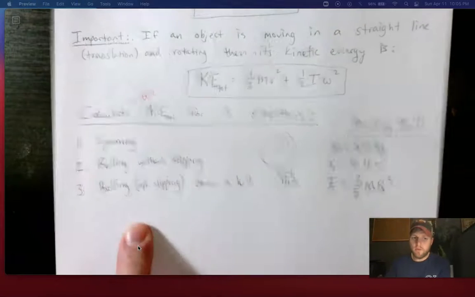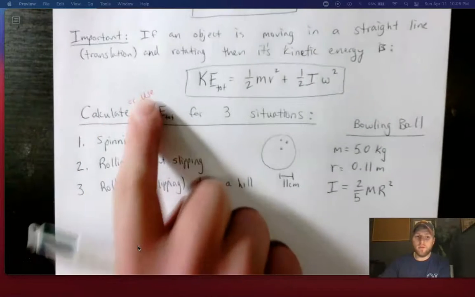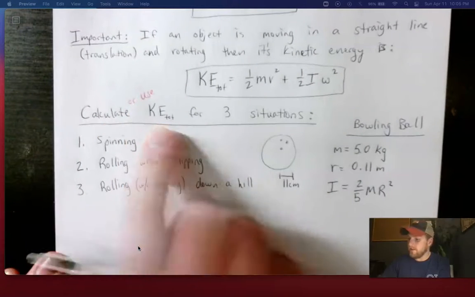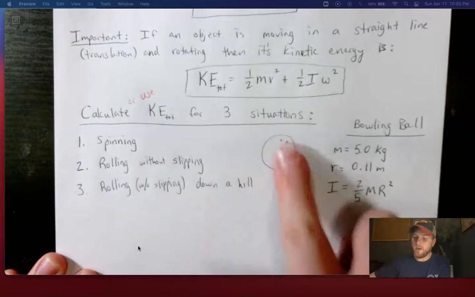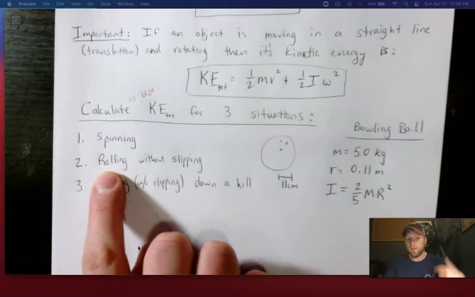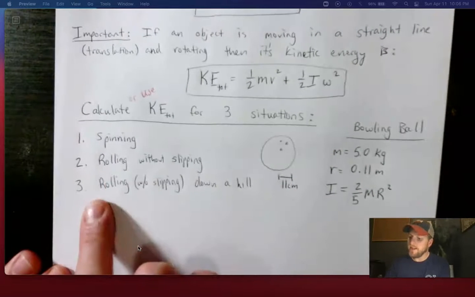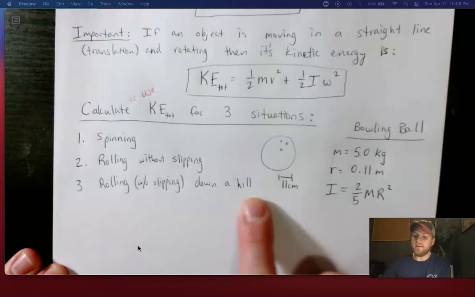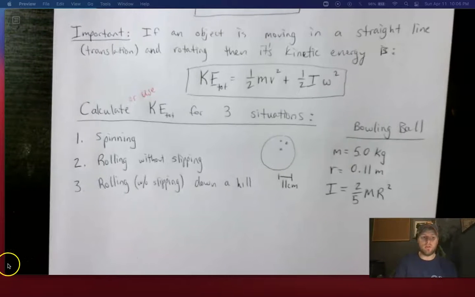I've written down the 3 situations we're going to use. We're going to calculate or use total kinetic energy for the 3 situations. The first, we're going to have just the bowling ball spinning without translating, without moving backwards and forwards. Next, we're going to have it rolling without slipping. And then finally, we're going to have it rolling without slipping down a hill. Those are the 3 situations we're going to take a look at.